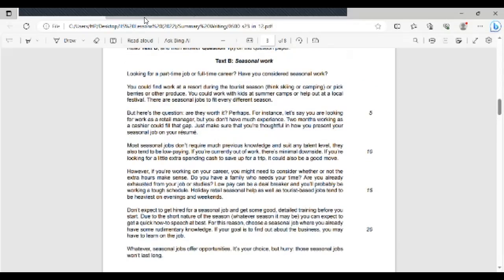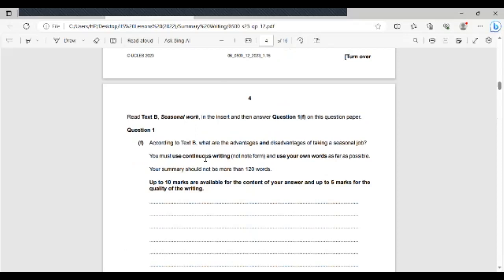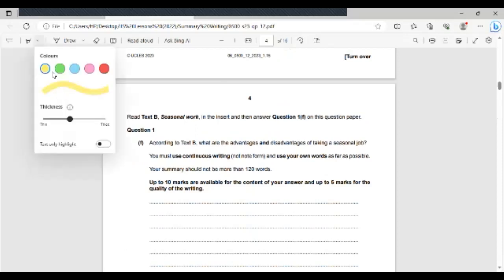Okay. So let's remind ourselves of the question. It says, according to text B, what are the advantages and disadvantages of taking seasonal jobs? So remember, this is a double barrel question.